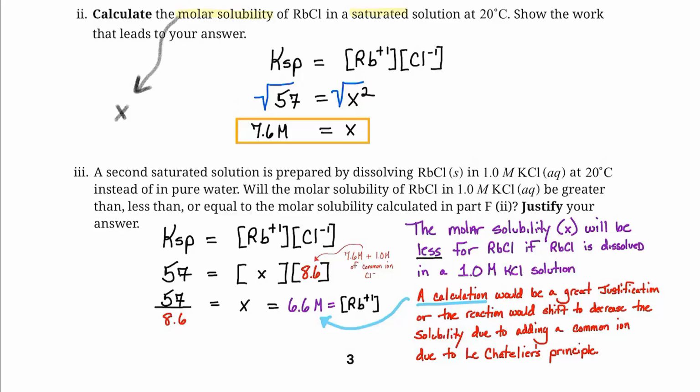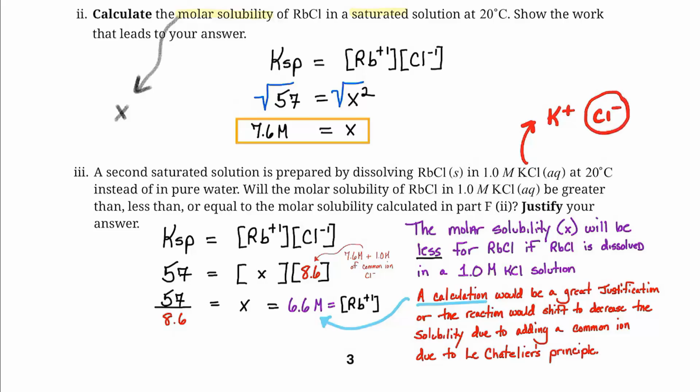Well, that's different. We're going to drop some rubidium chloride into a solution that already has K plus and Cl negative. We should know that KCl is going to dissociate into K plus and Cl negative ions. Now K plus is not in the overall reaction, right? Rubidium chloride is going to break apart into rubidium ions and chloride ions. So by having a 1 molar solution of KCl, what we have is the common ion effect.